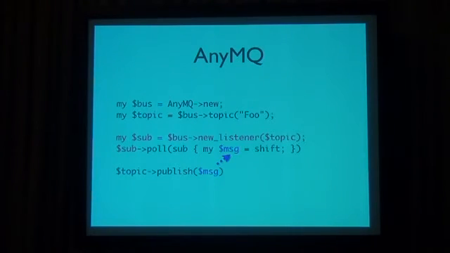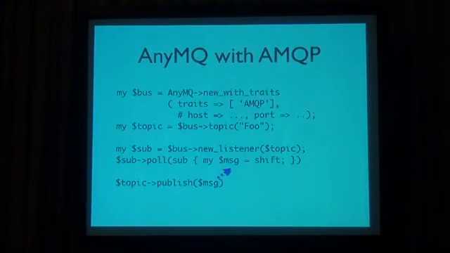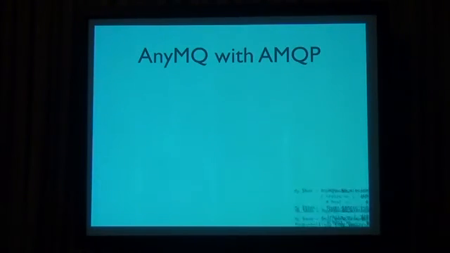So to scale out or to do something more interesting, you want to use AnyMQ with AMQP support, which is actually, thanks to Moose traits, pretty much the same syntax, but in the constructor, you say new with trait, and the trait being AnyMQ AMQP, and all the other AMQP controlling variables, such as which host and port you're connecting to, and stuff like that. So it's similar to the publish and the polling information flow, but you can do it on more than one server.